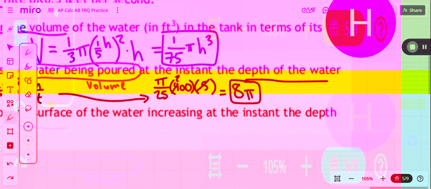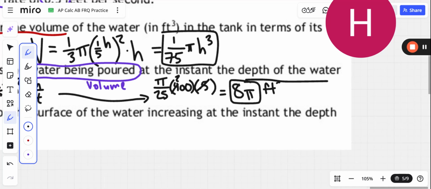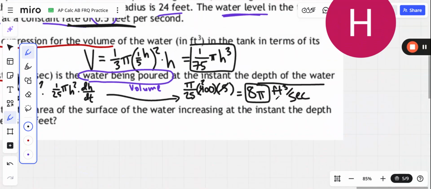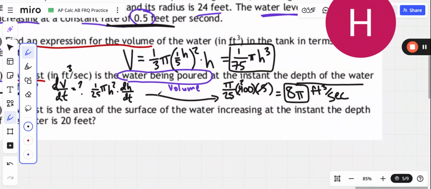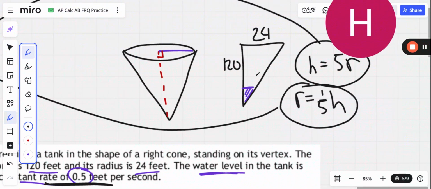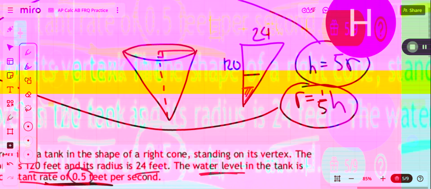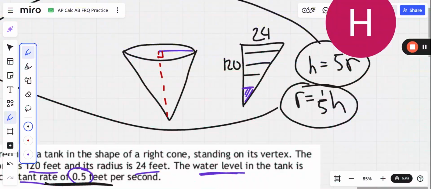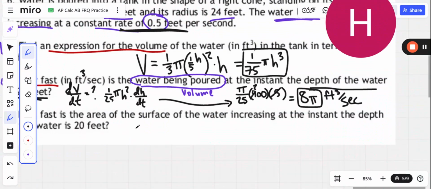So 8 pi, and this is again going to be in feet cubed per second. That's how fast the water is being poured at that moment. And whoever's pouring this is being very, very controlled. Like, this is like the most awesome bartender ever. Because what's happening here is that the height is increasing at a constant rate, which means you have to pour less at first, and then you have to be pouring more later on. So someone's very, very skilled and controlled with their pouring. That's for sure.